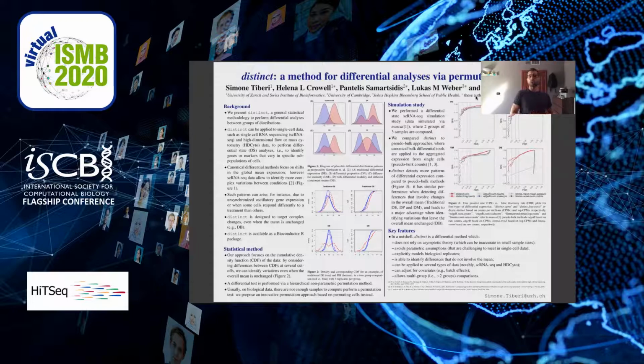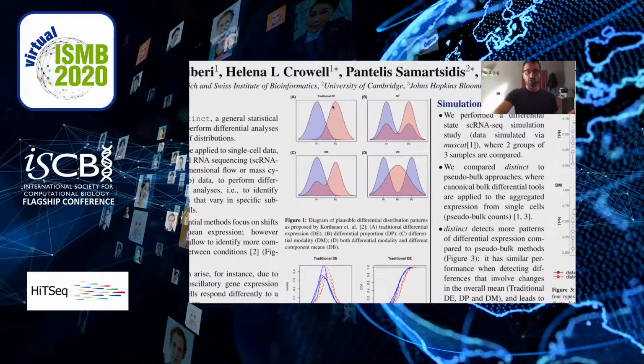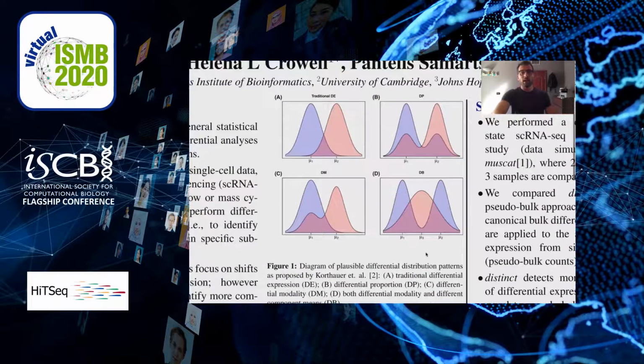Now, canonical differential methods target changes in the overall mean. But in single-cell data, you can actually have more varied scenarios, such as those in figure 1, and also have differential patterns where the overall mean is unchanged, such as DB here. These patterns can arise, for instance, when you stimulate cells, and some cells are upregulated whereas others are downregulated as a consequence, but they leave the overall mean roughly unchanged. Distinct can detect differential patterns regardless of whether their mean is unchanged or not.